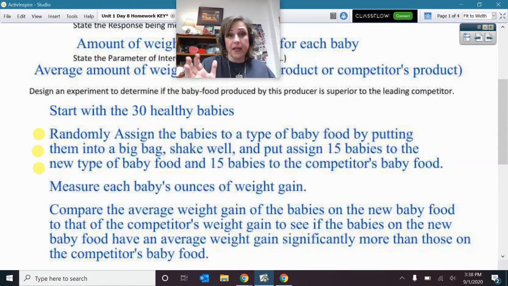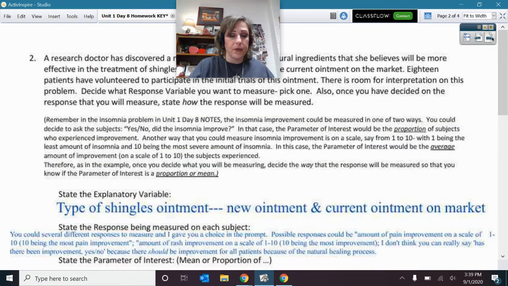Now, the last part is to compare the average or the proportion. Well, because these were quantities, numerical values, we're going to compare the average weight gain of babies on the new baby food to that of the competitor's food weight gain, to see, so the T at the end is to see if the babies on the new baby food have an average weight gain that is significantly higher. So there's that 2C, significantly more than the average weight gain on the competitor's baby food. Okay? And that was it. SRAP Me capped. Done.